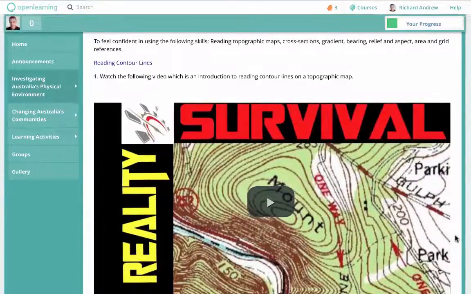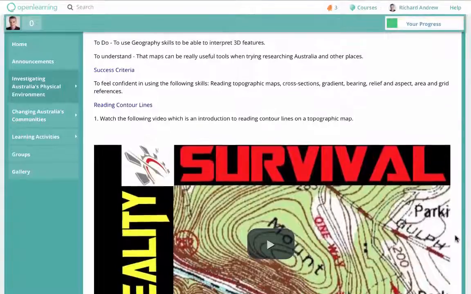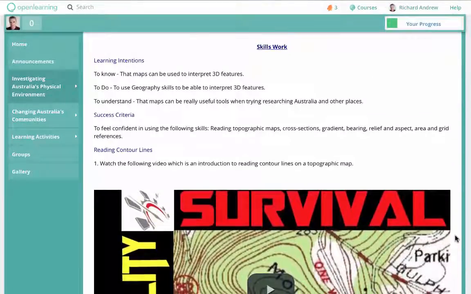And I believe that this is one of the real positives of using an online unit, because next term, when they have their exam where they have to apply their skills of topographic maps under exam conditions, they can come back here in their preparation to look at how to do it.